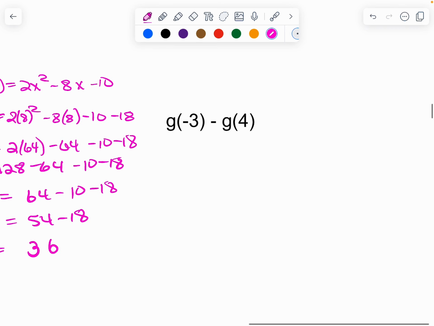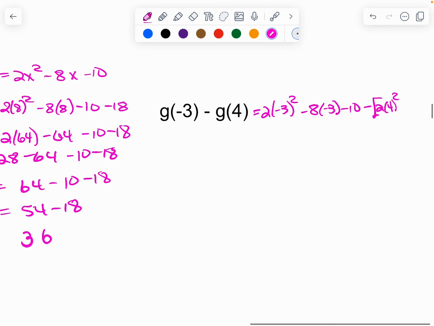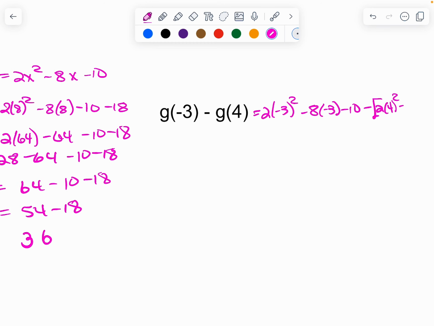Okay, so this one, so 2 times negative 3 squared minus 8 times negative 3 minus 10 minus the quantity of 2 times 4 squared minus, oh, this is going to be tight, 8 times 4 minus 10. Okay, we're going to do a little more scrunching over here.